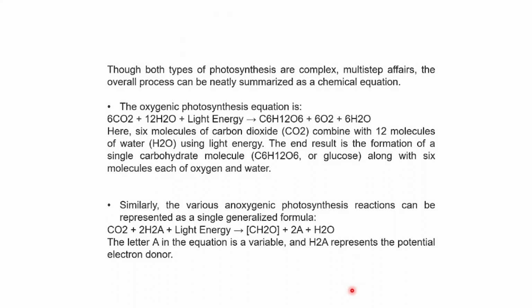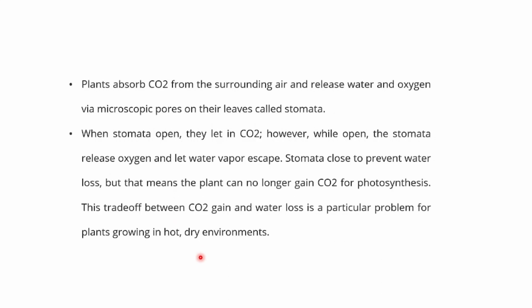So though both types of photosynthesis are complex, multi-step affairs, the overall process can be summarized as this chemical reaction, as I showed in the previous slide. Here in this case, there is water as the starting material. In the anoxygenic case, water is not a starting material. It's H2, which represents the potential electron donor. It can be H2S, hydrogen sulfide, or H2 as well.